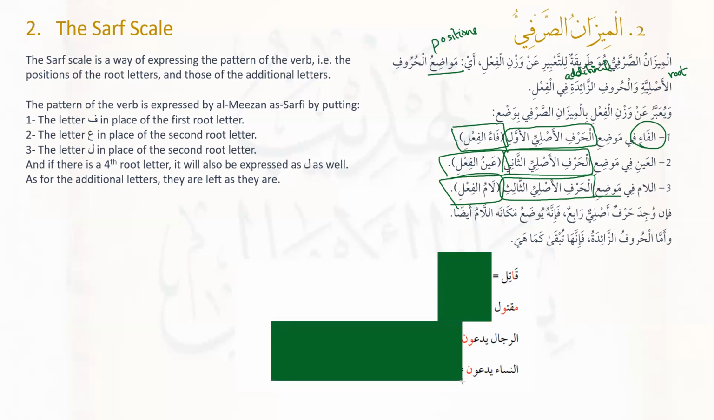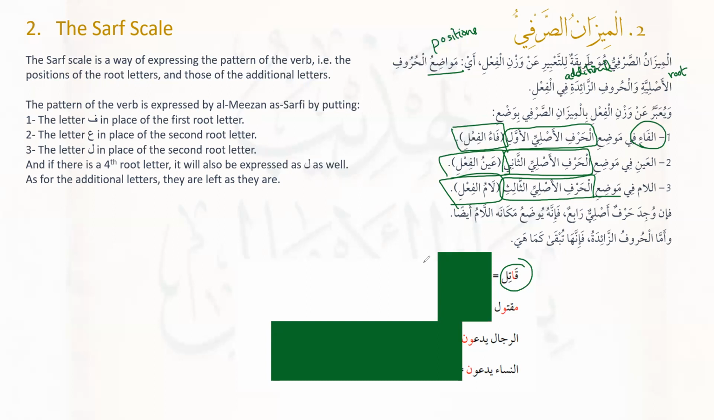طيب الآن يا شباب, قاتل. Who will tell me what are the 3 root letters of قاتل? قاف, تاء, واللام. أحسنت. القاف والتاء واللام.